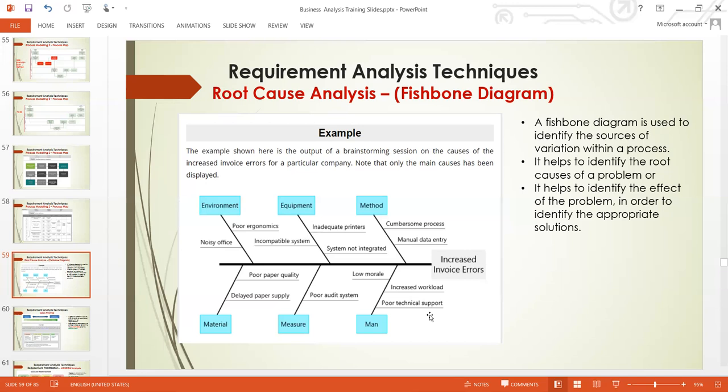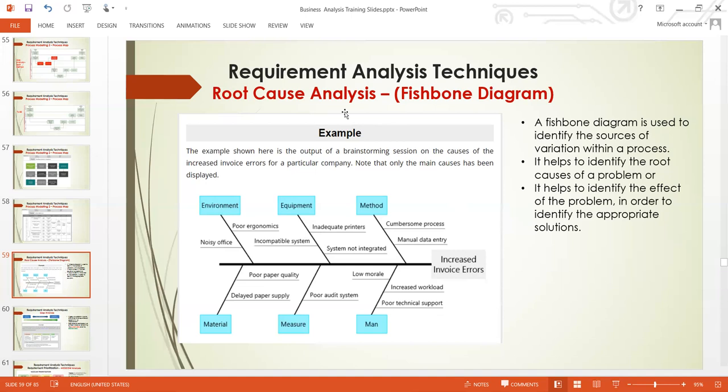So this is how you use a fishbone diagram to capture the root cause of the problem within the finance and accounting department that is causing increased invoice errors. That is increased data errors. So this is it. That's how to use fishbone analysis techniques, a fishbone diagram, to do root cause analysis in requirement analysis.